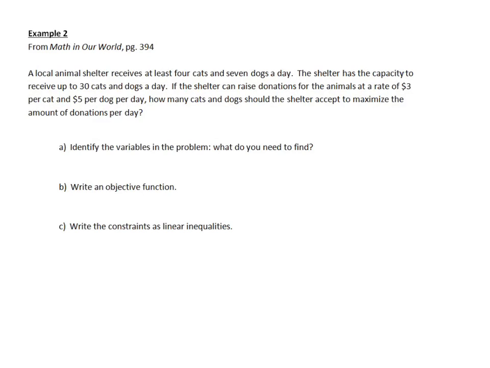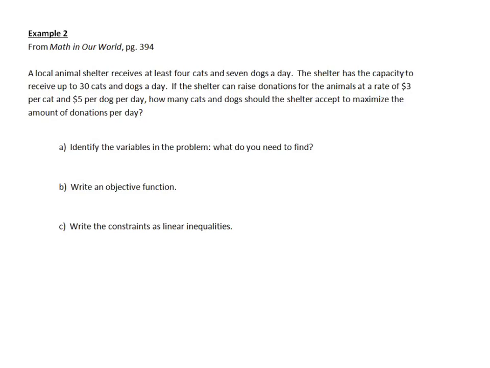This is a second example of the technique of linear programming, and this is taken from the textbook Math in Our World, page 394. A local animal shelter receives at least 4 cats and 7 dogs a day. The shelter has the capacity to receive up to 30 cats and dogs a day. If the shelter can raise donations for the animals at a rate of $3 per cat and $7 per dog per day, how many cats and dogs should the shelter accept to maximize the amount of donations per day?